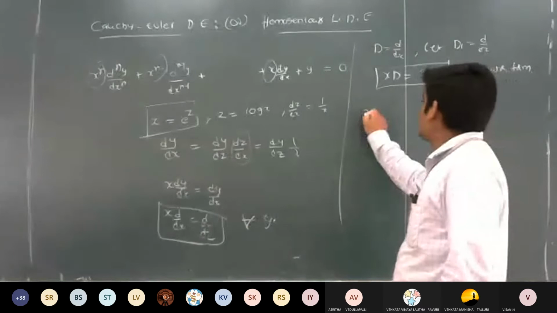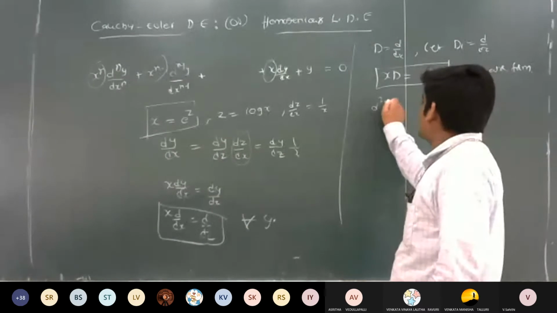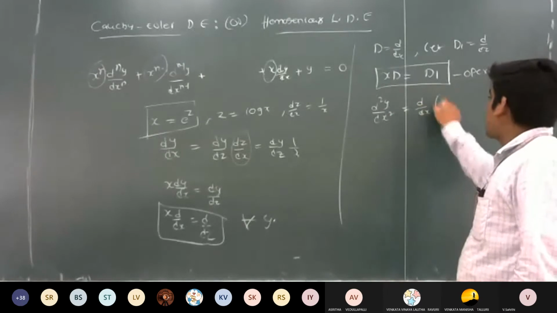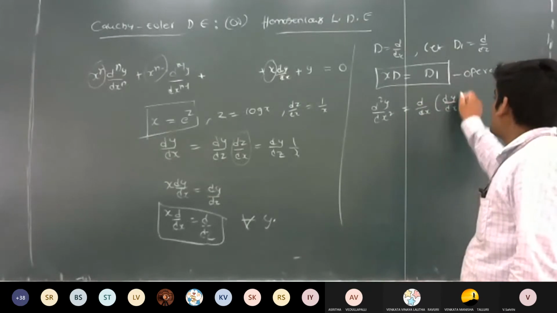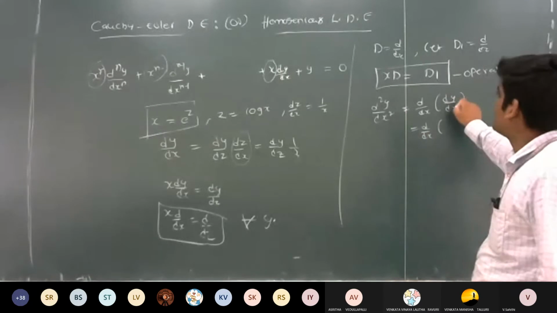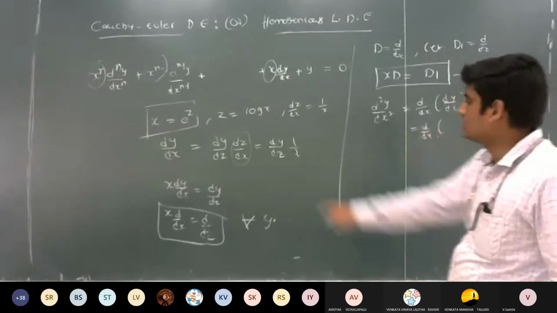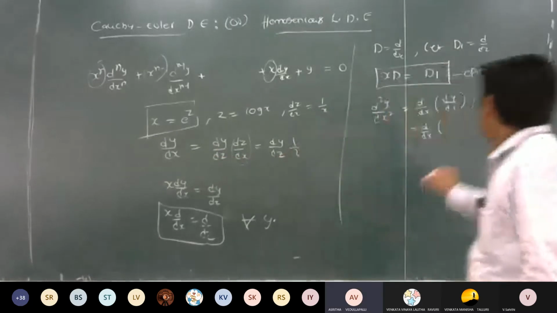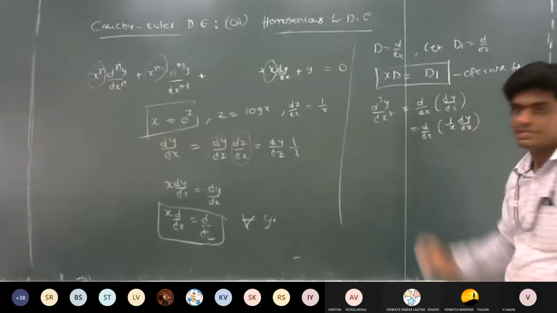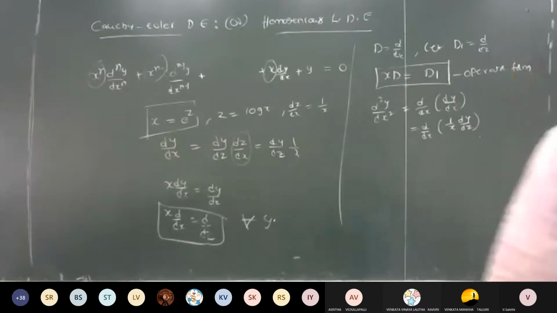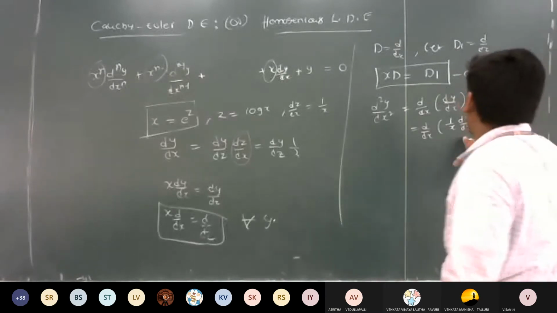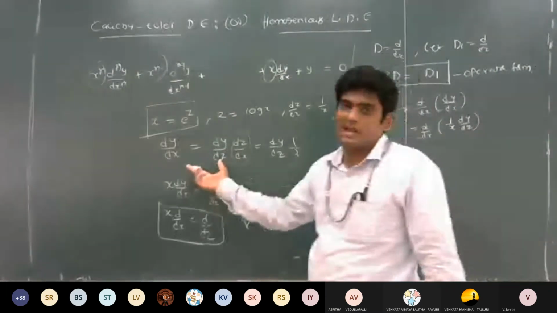Now we are going to calculate d square y by dx square. This is nothing but d by dx of dy by dx. So that is equal to d by dx of, as we already obtained, 1 by x into dy by dz. Are you following or not? Is it clear to you? Yes, sir. I am just substituting the first derivative value, because I already calculated this value here.